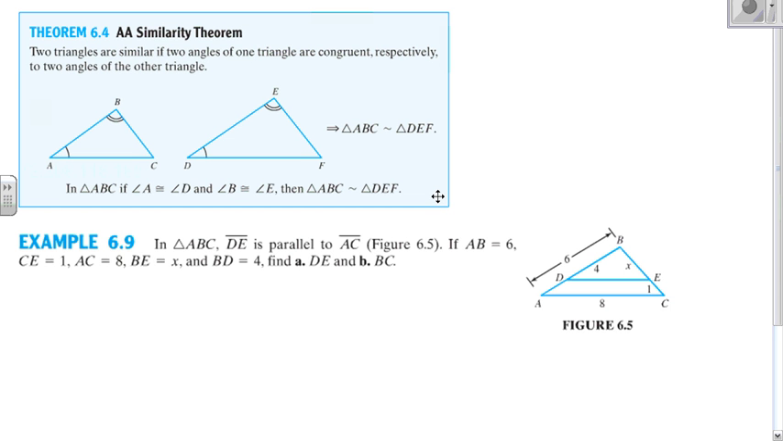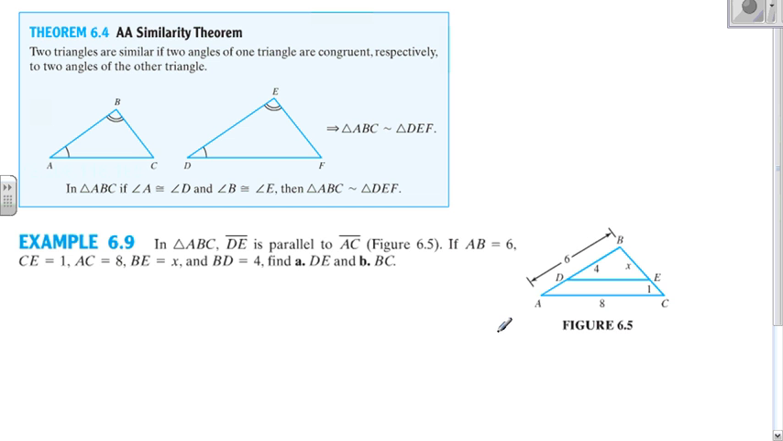There are shortcuts to showing two triangles are similar. First, if all three angles are congruent, then triangles are similar. But a more powerful statement is if two angles are congruent, the triangles are similar. It's more powerful because there's less information, but that third angle would have to be congruent because the angles of a triangle add to be 180. So if two angles are congruent to two angles of a different triangle, those triangles are similar.